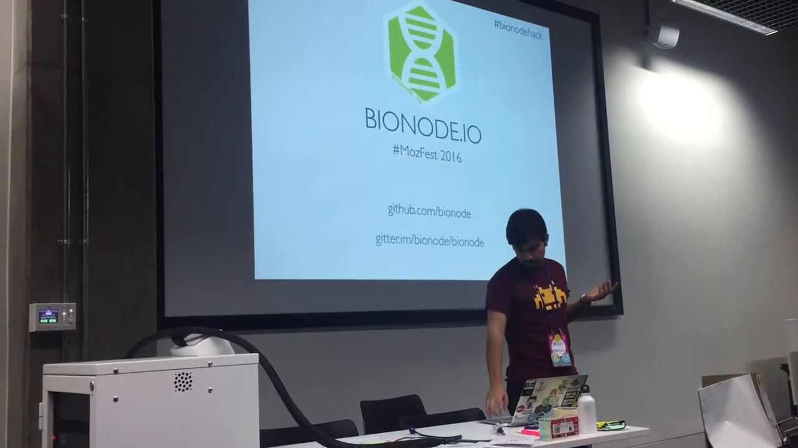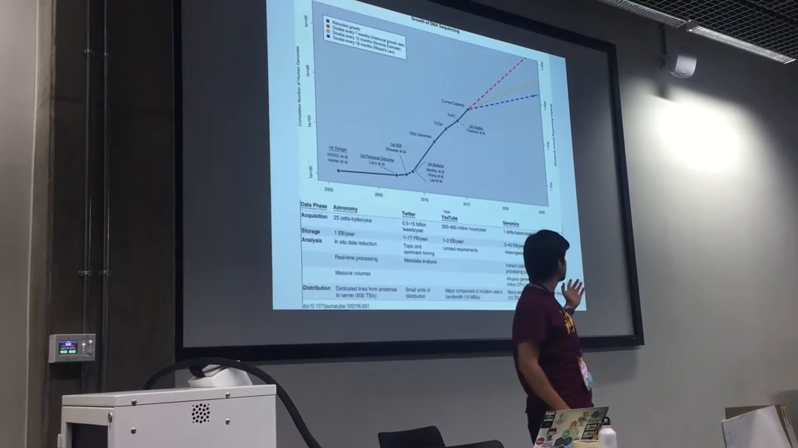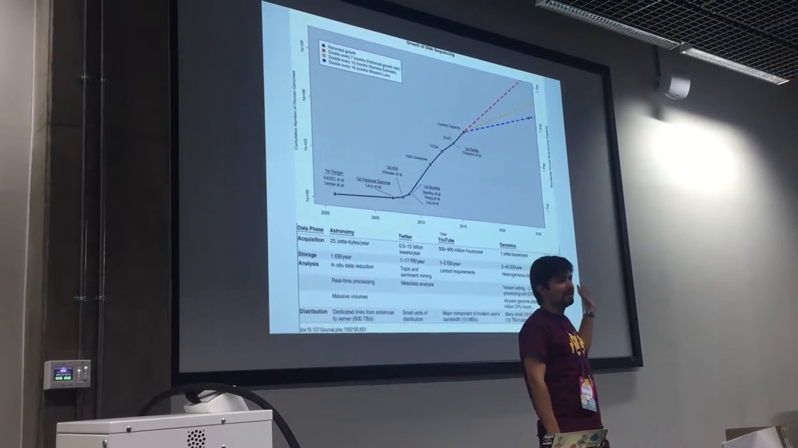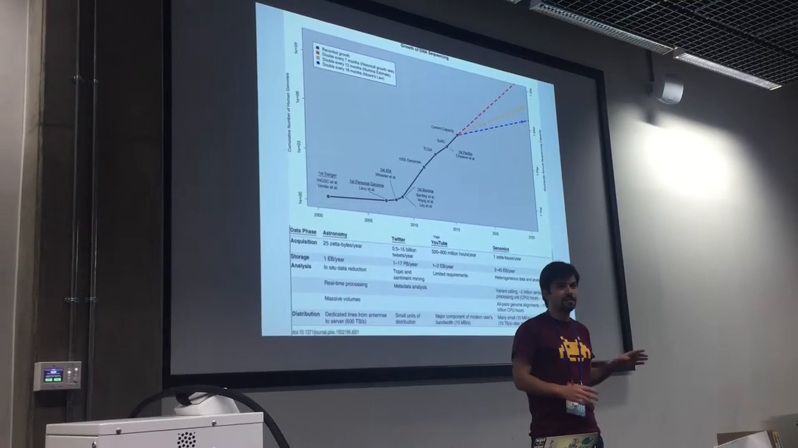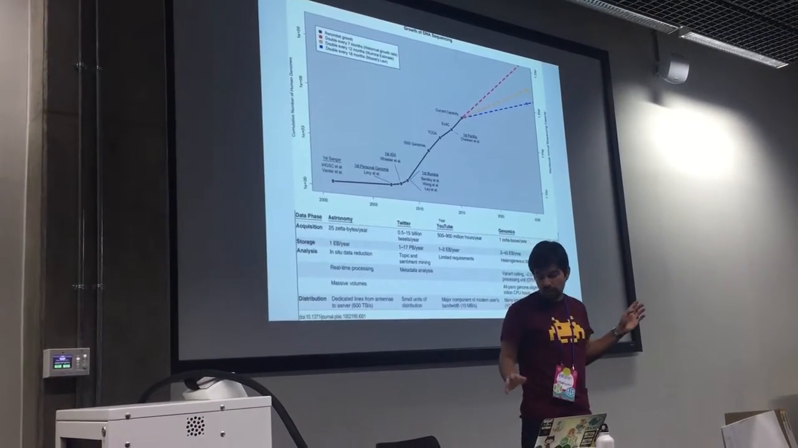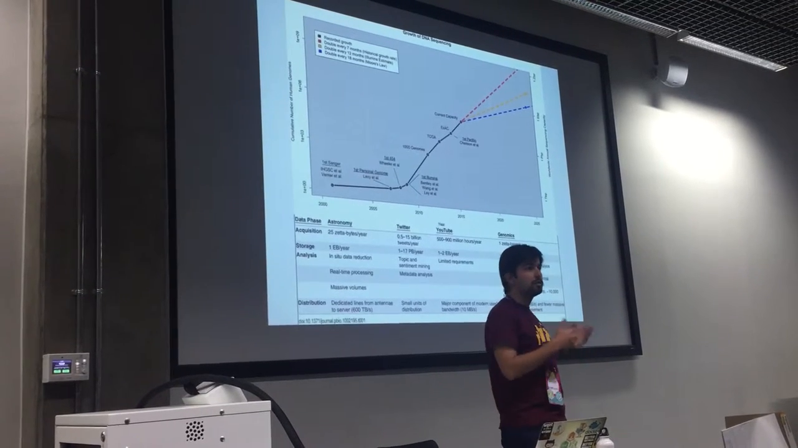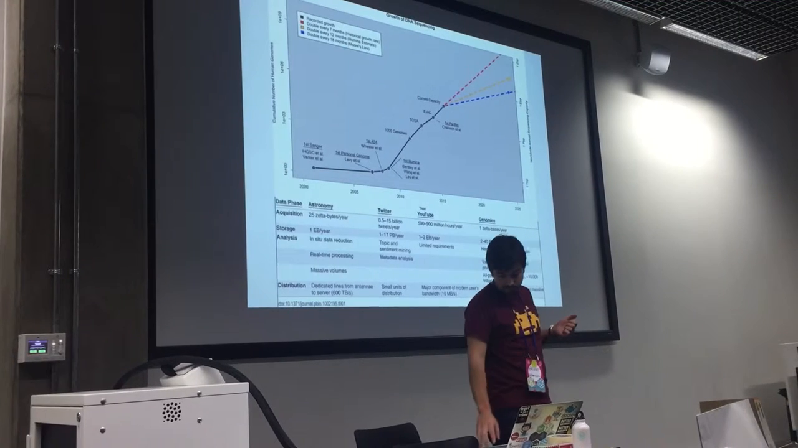Open source project, Bionode, and the problem we're trying to solve is this. This is the amount of data that's being generated in genomics, and it's going to surpass everything. It's going to surpass YouTube, Twitter, astronomy, anything. It's coming from new improvements in DNA sequencing technologies.